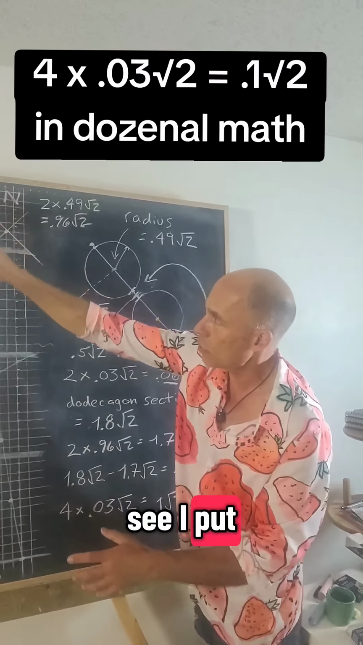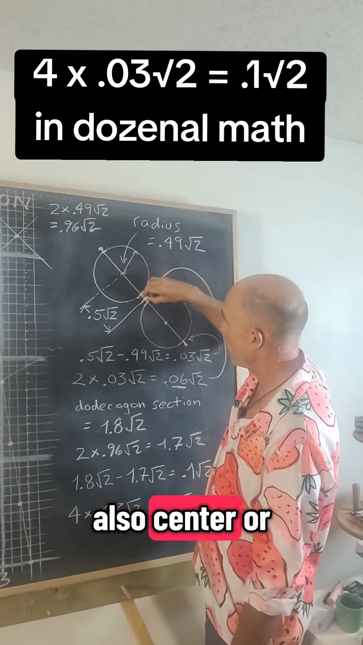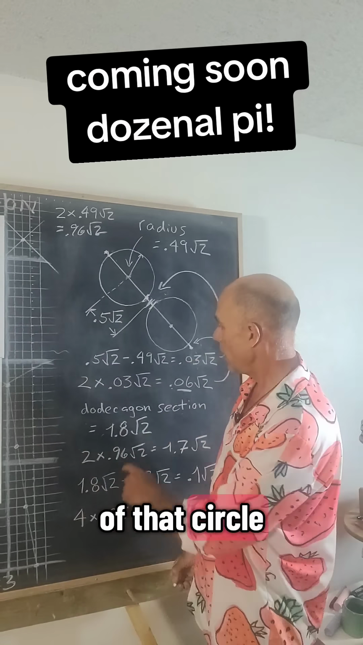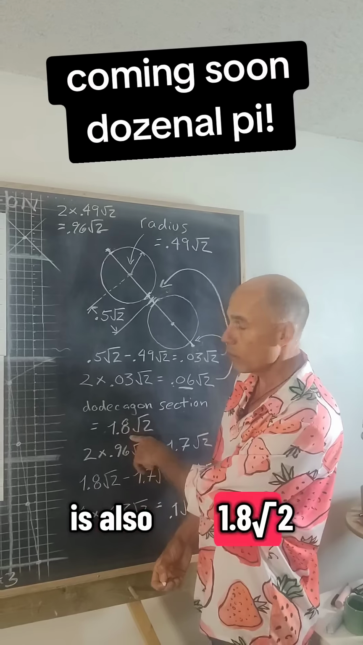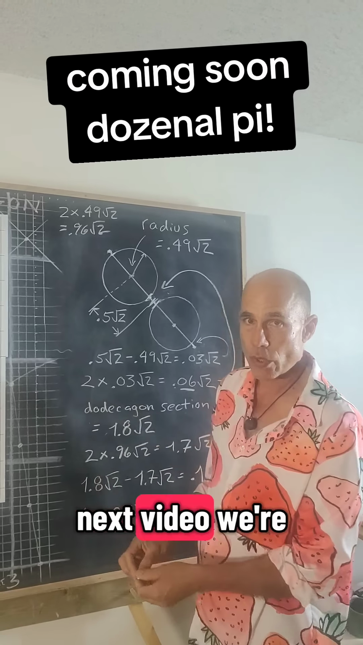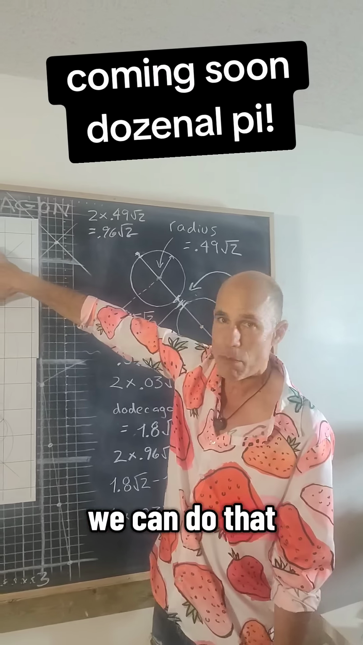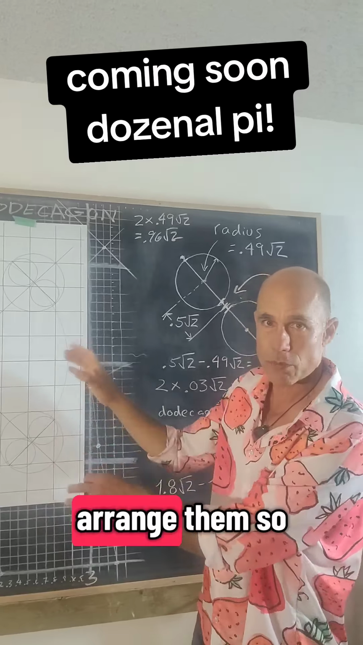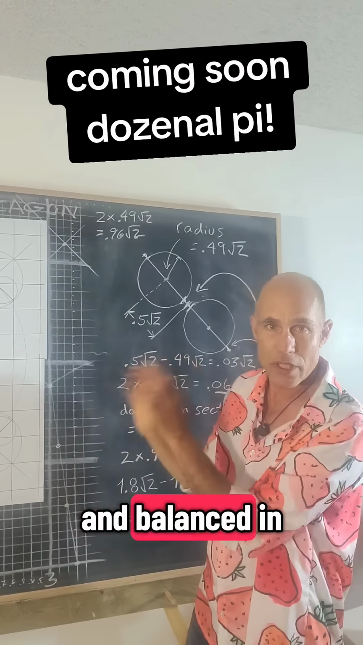Then you can see I put a circle around the whole thing, also centered on that midpoint. So the diameter of that circle is also 1.8 root 2. In the next video, we're going to look and see how we can do that same thing with the other sections of dodecagon. How do we arrange them so everything is equal and balanced in the diagram?